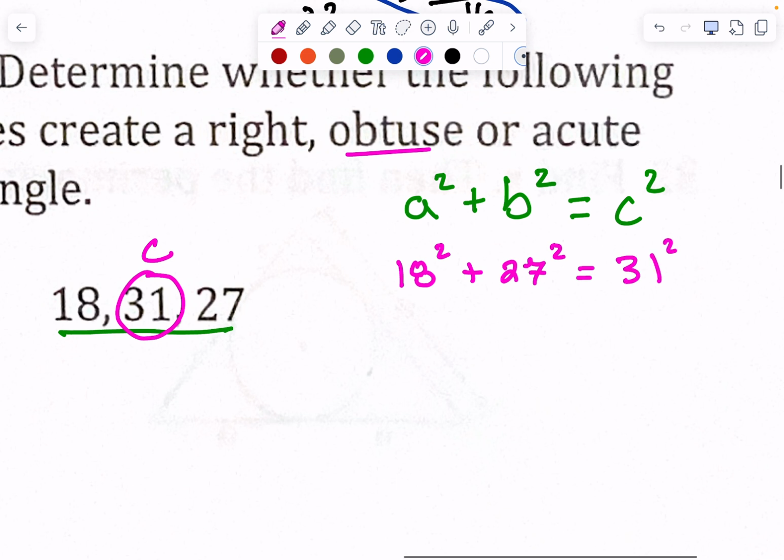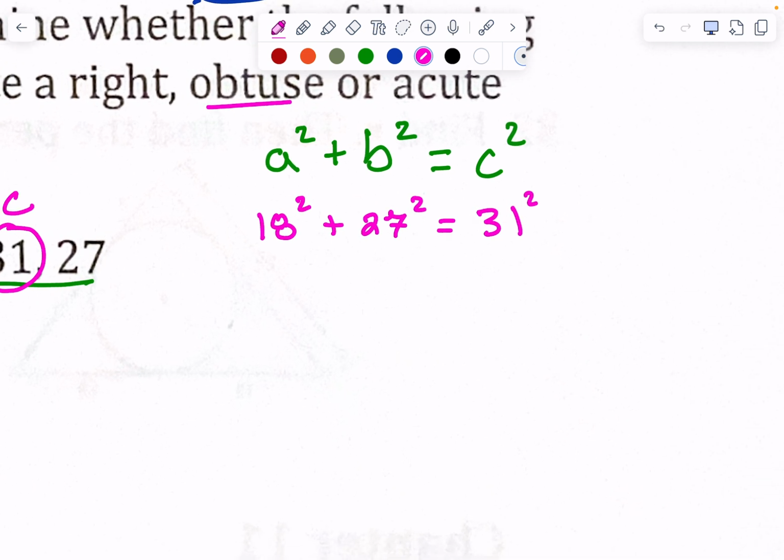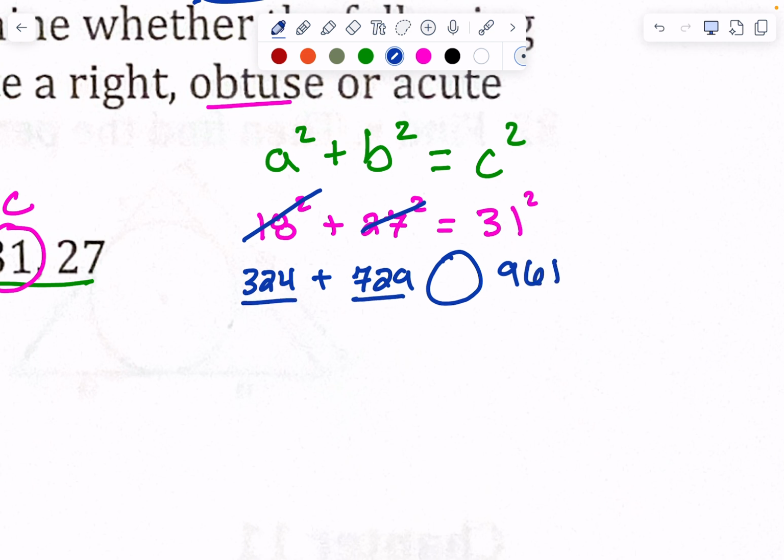Okay, so what is 18 squared? 324. Plus what's 27 squared? 729. And 31 squared is 961. If I add these two together, I get 1053. Is that true? Okay, is it a right triangle?